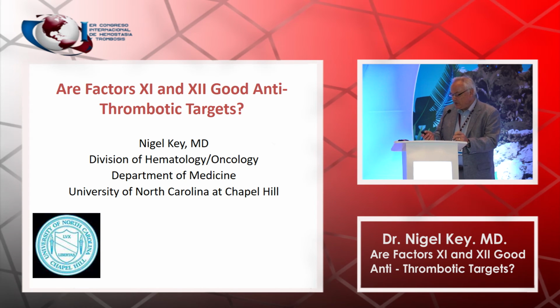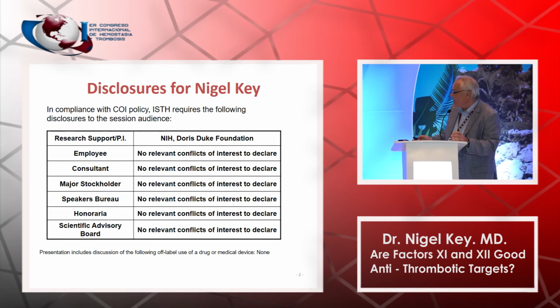So about 2/3 of the talk will be on more theoretical issues of why factor 11 and/or factor 12 are being thought of currently as targets for anticoagulants, and then I'll tell you a little bit about what actual work is being done by companies, mostly preclinical work. As you know, none of these are approved right now.